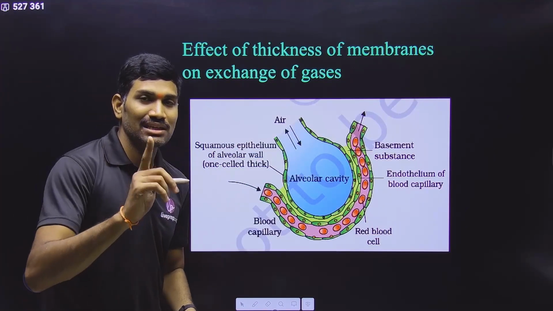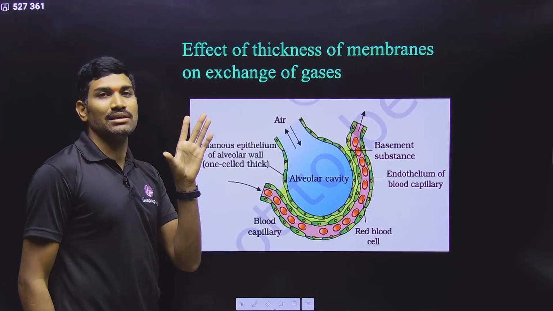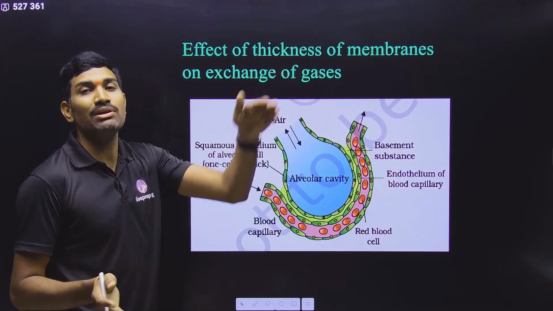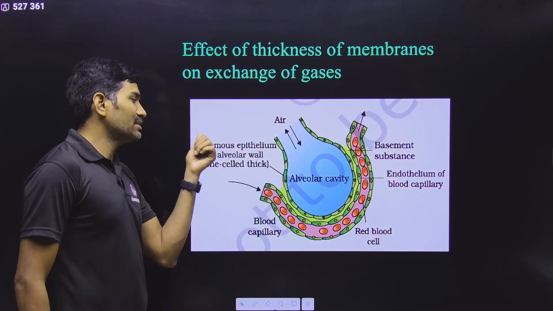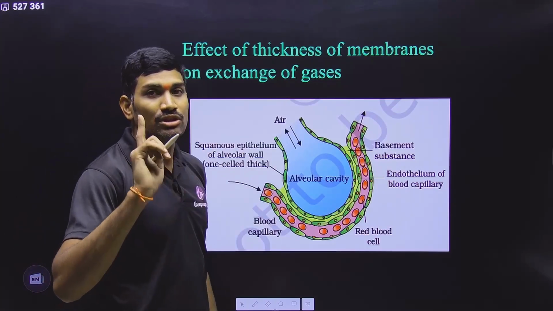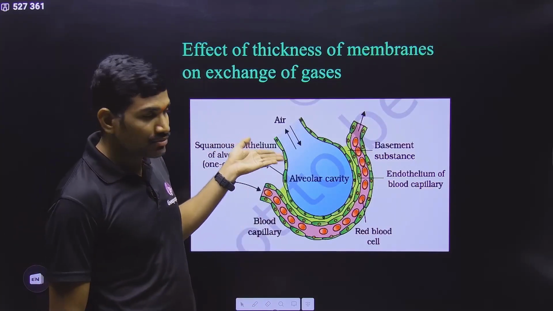It is only one cell thickness, means what? It is simple squamous epithelium. It is not stratified squamous. In the stratified, multiple layers are there, but here it is single. That means it is simple squamous epithelium. You need to compulsorily remember the name, even though the tissues chapter is deleted, because the names were used here.